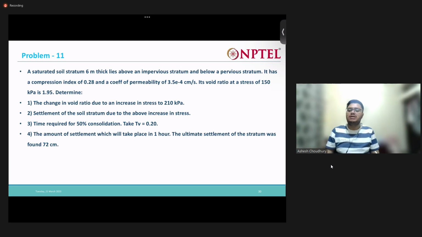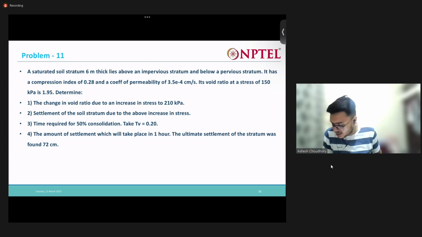Third, we need to find out the time required for 50% consolidation. Also, the amount of settlement which will take place in 1 hour. The ultimate settlement was given as 72 centimeters.